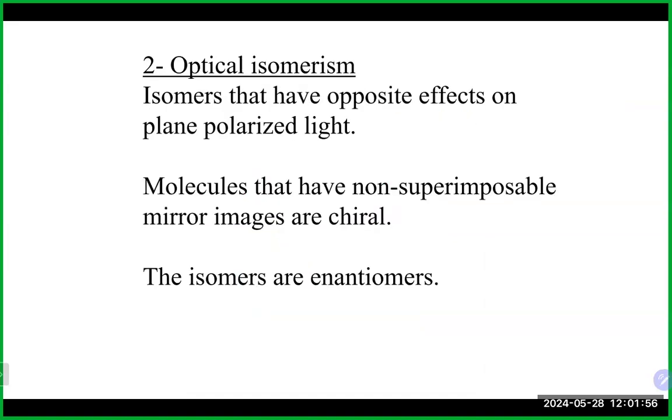Now, optical isomers are isomers that have opposite effects on plane polarized light, and are molecules that have non-superimposable mirror images. These are what are referred to as being chiral, and these types of isomers are sometimes referred to as being enantiomers. So a chiral molecule means that if you take a molecule and put it up against a mirror and take the reflection that you see and pull out the reflection from the mirror, you would not be able to superimpose those molecules exactly on top of each other.